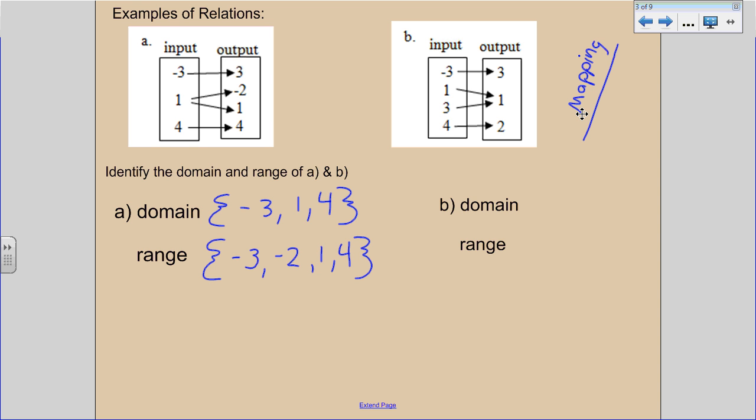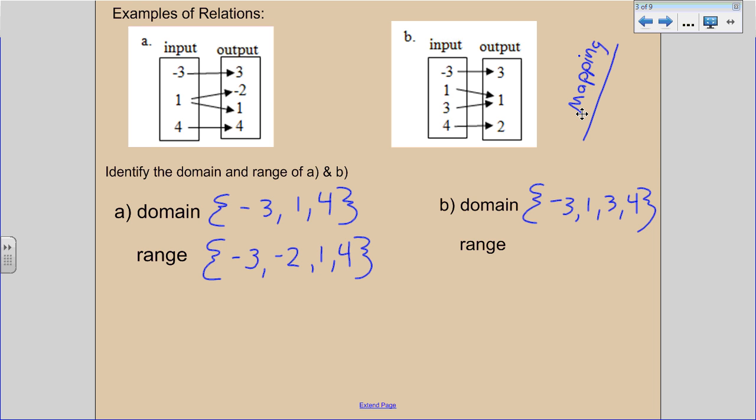So for B, who thinks they could name the domain for that one? What would the domain be for that one? Maggie? -3, 1. Good job.